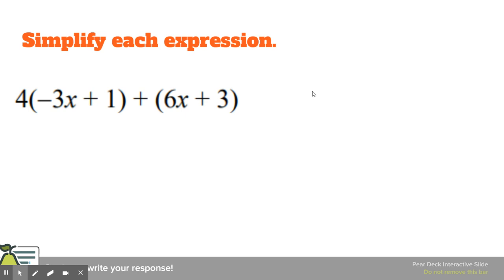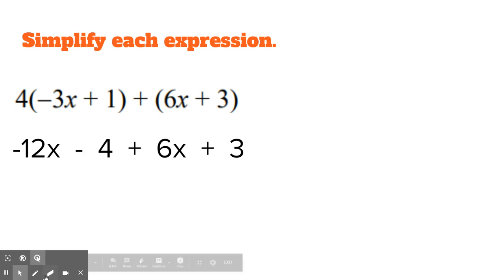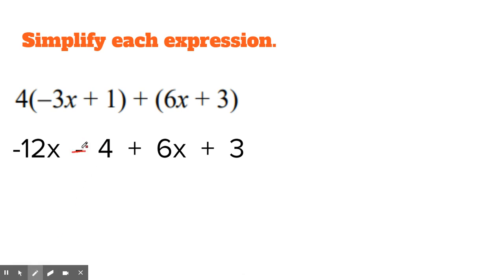Welcome back. 4 times negative 3x is negative 12x. 4 times 1 is positive 4. Oops, I messed that up. Plus 6x plus 3. So I'm going to go in and correct it. When you see it corrected, that will be a plus 4. And then the next screen will show you the wrong answer again.